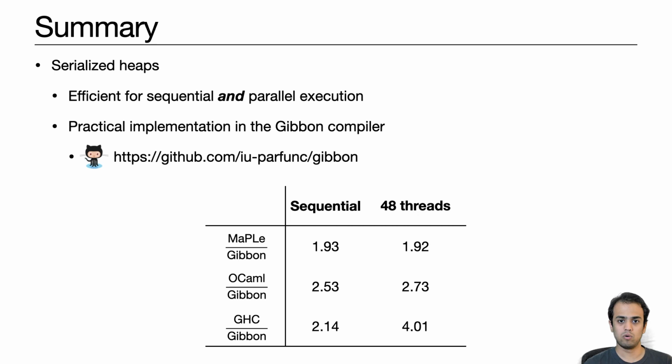So to wrap up, I talked about what serialized heaps are and showed you that they can be efficient for sequential and for parallel computations. But I've only touched upon the main ideas here, and the paper actually has a lot more details about the formalism and also about the experimental evaluation. So please take a look at that for more details.